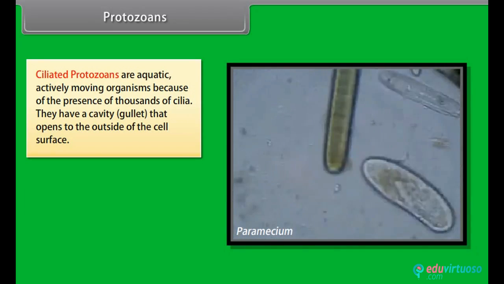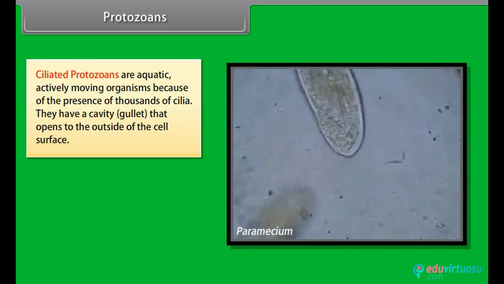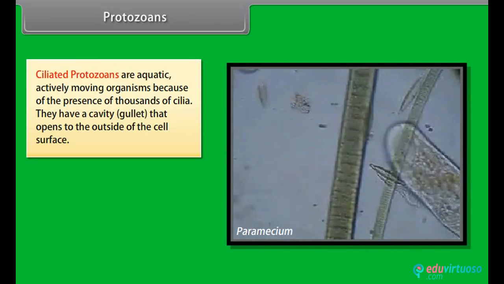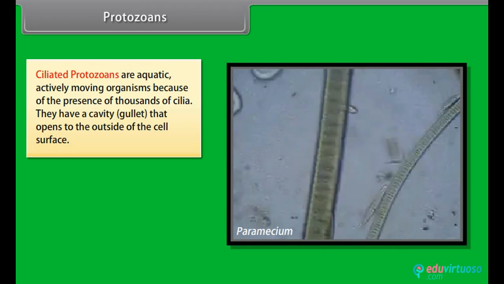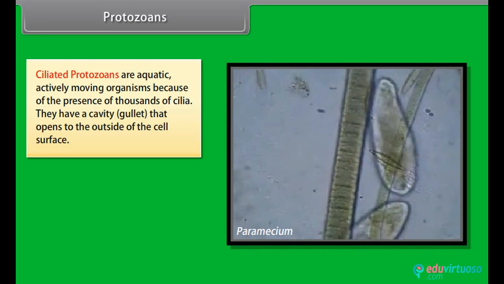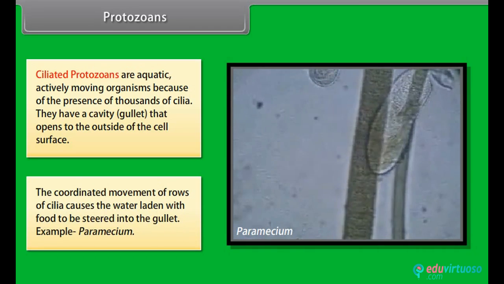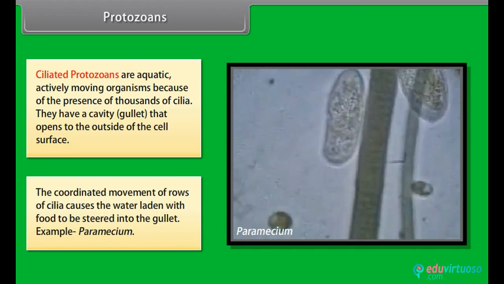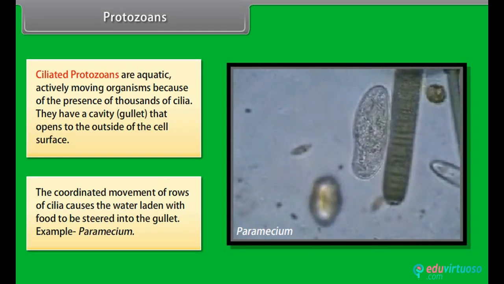Ciliated protozoans are aquatic, actively moving organisms because of the presence of thousands of cilia. They have a cavity, the gullet, that opens to the outside of the cell surface. The coordinated movement of rows of cilia causes the water laden with food to be steered into the gullet. Example, Paramecium.